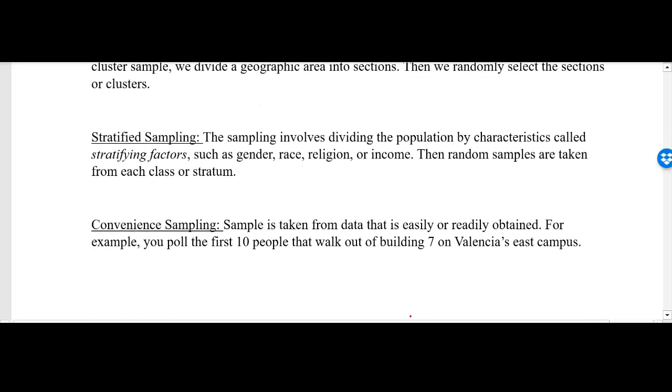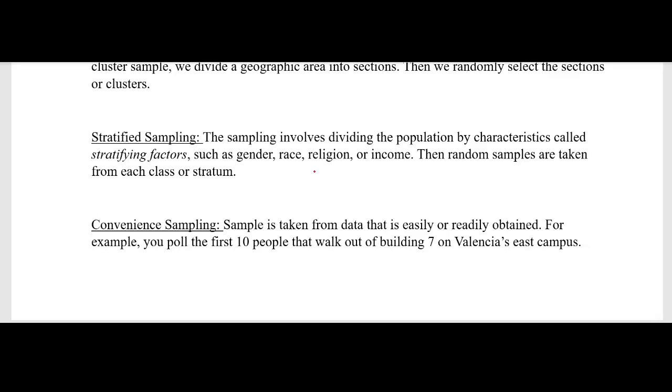Stratified sampling involves dividing the population by characteristics called stratifying factors. So maybe you are splitting them up into gender or race or religion or income, whatever it is you're looking at. And then you take random samples of the class. That's what we call the class or the stratum.